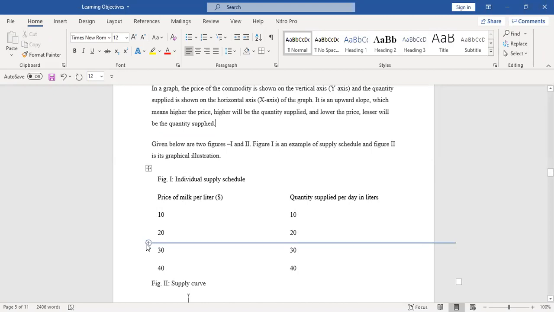When the price is $20, the quantity supplied is 20. It won't be the same like that all the time. The price of something can be $5 and the quantity supplied can be 1,000,000. It can be 500, it can be 1,000. For simplicity reasons, I just put it like that.